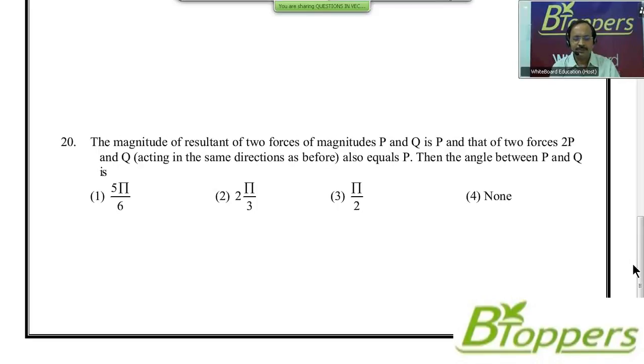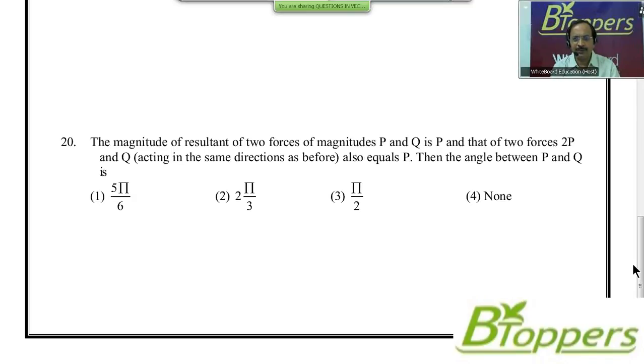See the question number 20. The resultant of two forces of magnitudes P and Q is P, and that of two forces 2P and Q, acting in the same directions as before, also equals P. Then the angle between P and Q is, four options are given. First option 5 pi by 6, second option 2 pi by 3, third option pi by 2, fourth option none. Of course, the answer angle is supposed to be expressed in radians here.